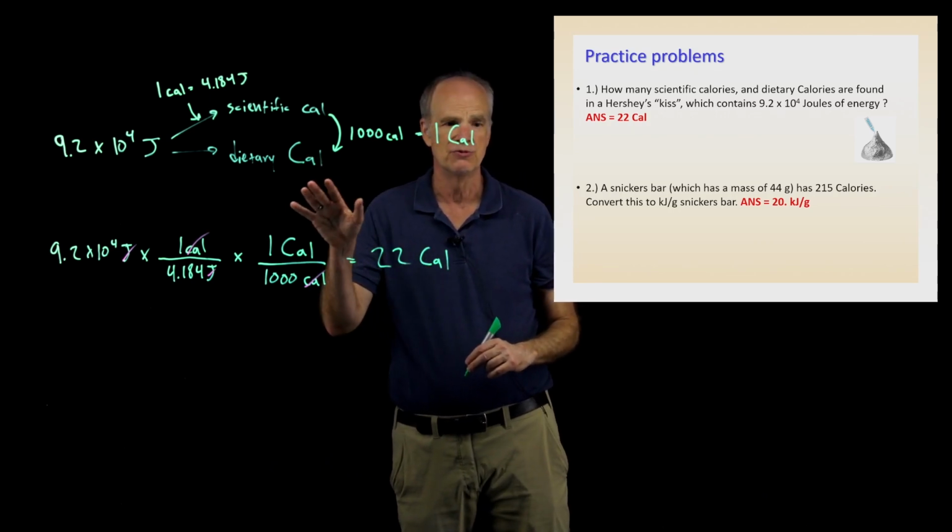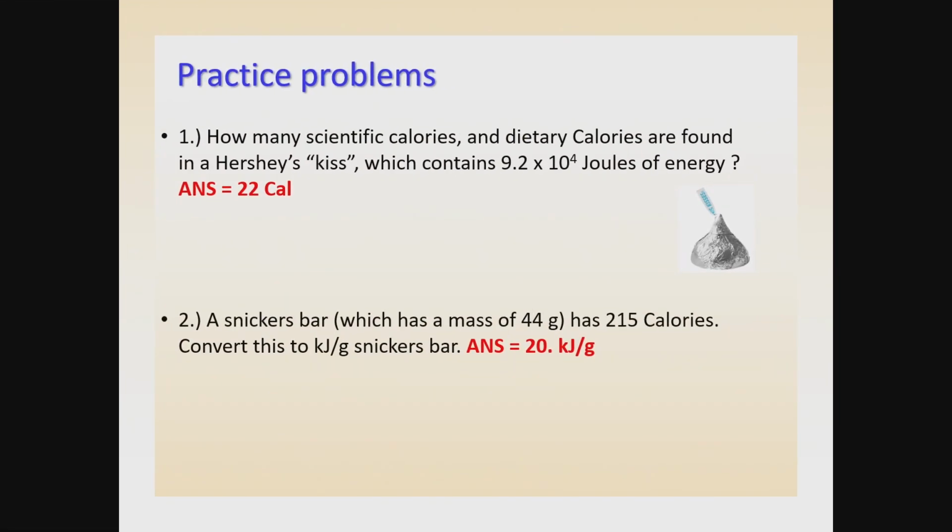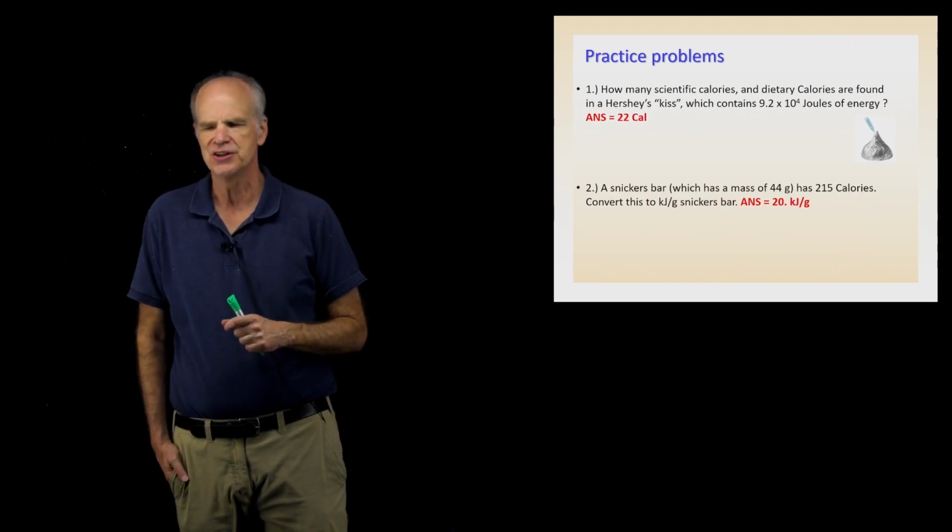So let me erase the board and we'll do the second problem. If I can increase the slide. Let me read out the problem. It says a Snickers bar, which has a mass of 44 grams, has 215 dietary calories. Convert this to kilojoules per gram Snickers bar. Okay, so if I can reduce the slide, this is a little bit trickier.